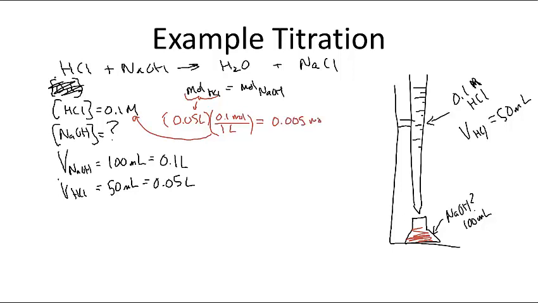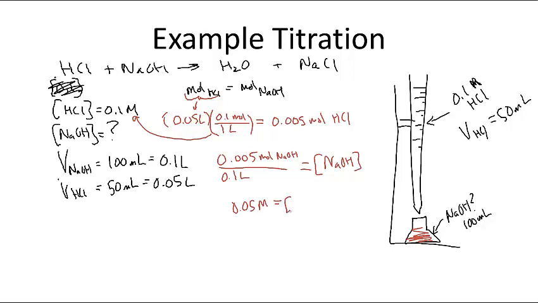So I get 0.005 moles of HCl. At my equivalence point, my moles of HCl equal my moles of NaOH, so I have 0.005 moles of NaOH. I want my molarity, which is moles per liter, so I divide by 0.1 liters. That's the concentration of NaOH. Doing the math, I get 0.05 molar.